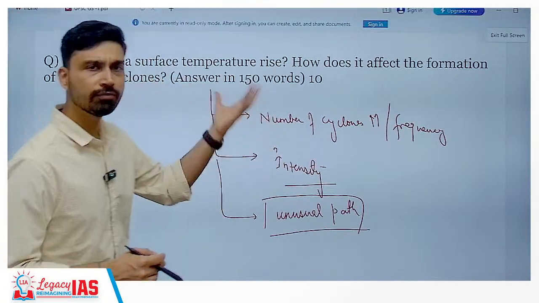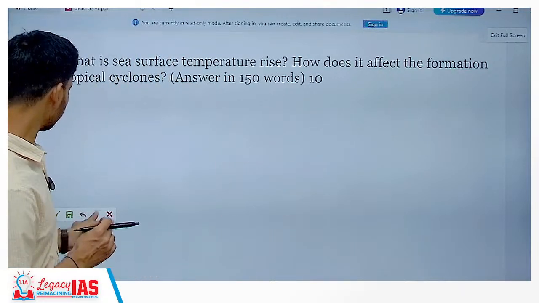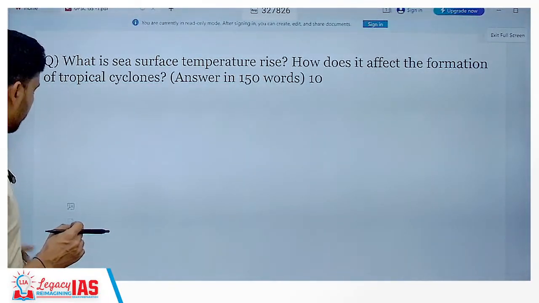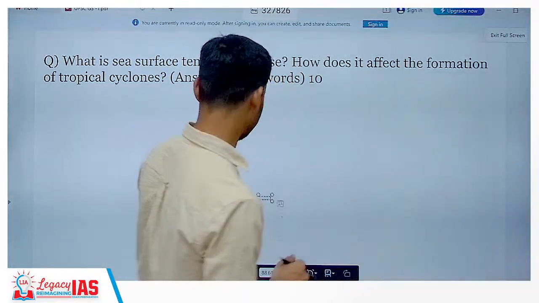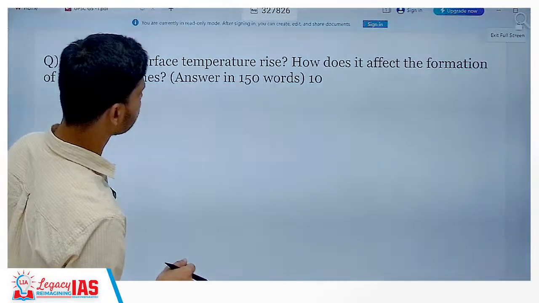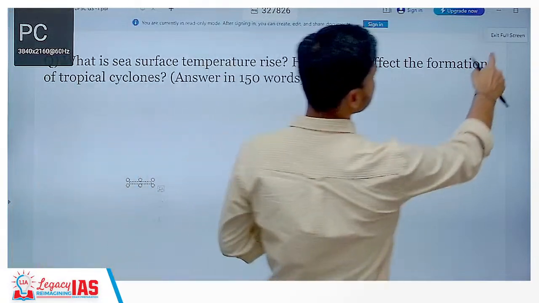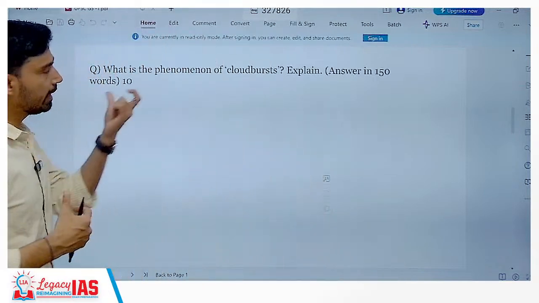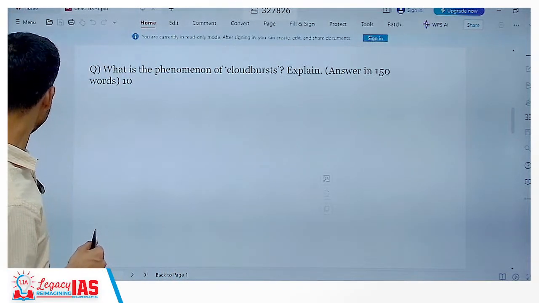So this is how we can answer it simply, because we have tried within 150 words only. These should be the main matter of this particular topic. Now if you look at the second question that is being asked, it is again related to climatology: what is the phenomenon of cloudburst, explain in 150 words.